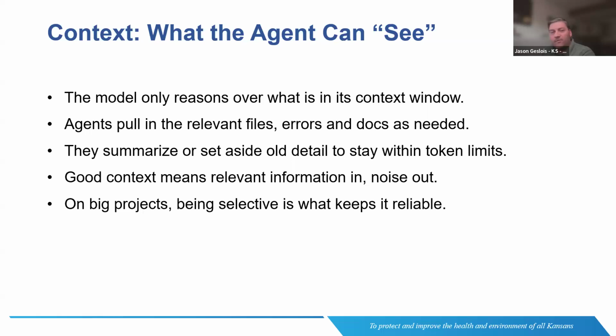It pulls in the files that are relevant to your request, the error message it just got, maybe the documentation for a function, and it leaves out the rest. As a task gets long, it has to summarize or set aside older details so it doesn't run out of room. When it manages that well, you get relevant information and the noise goes away. The takeaway here is that on a bigger project, the agent can't hold everything at once, so how it chooses what to look at directly affects how good the answers are. And clear file structure and good naming help it choose well.